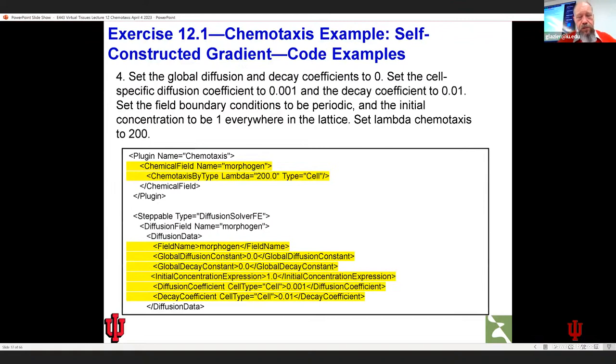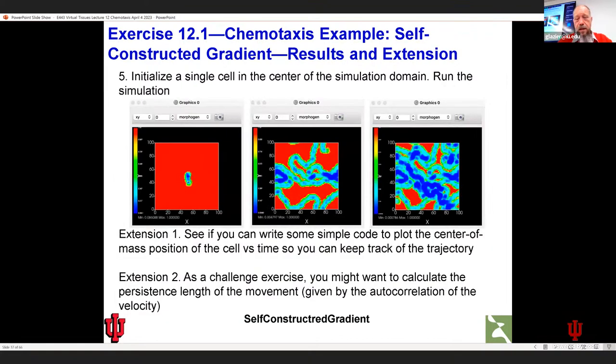All right. So I had a little walkthrough of how to do this. You have to change the Chemotaxis plugin, and you have to change the chemical field specification a little bit. And these were the typical simulations that I got.